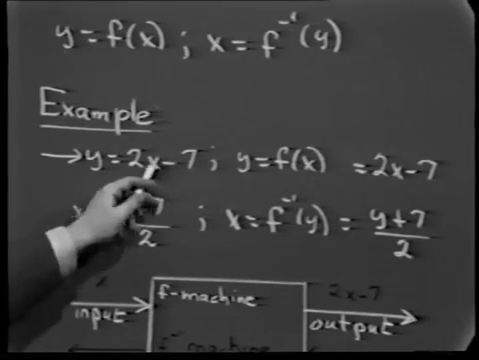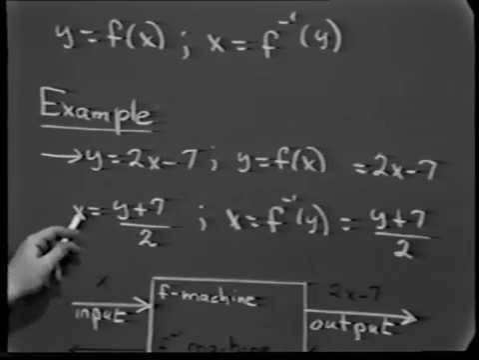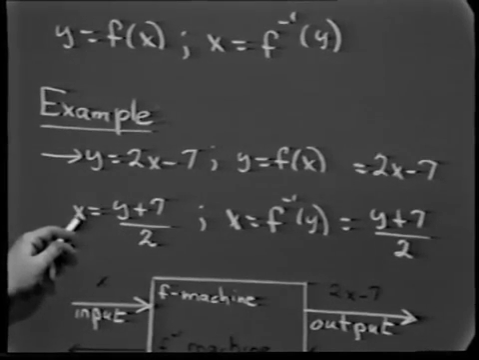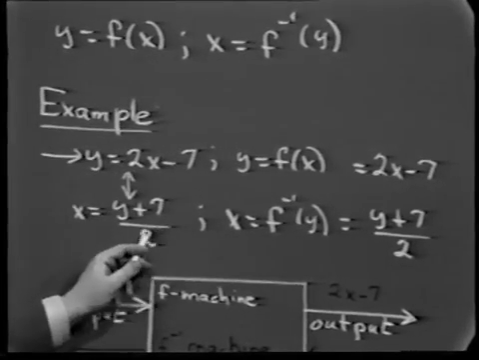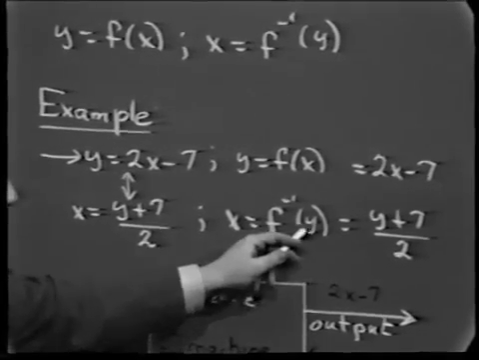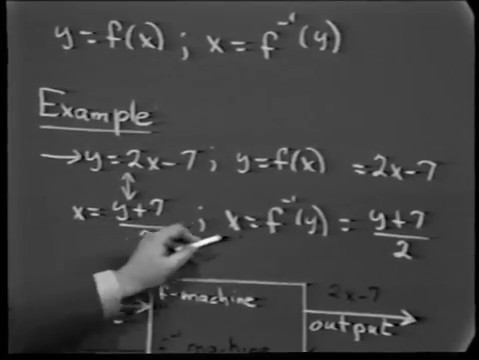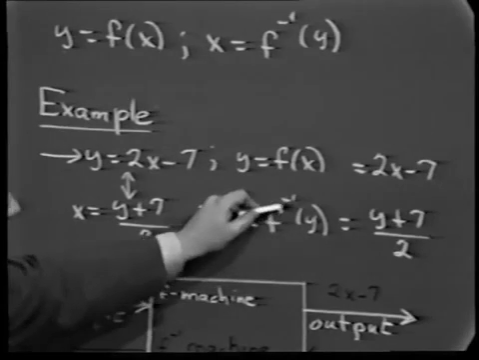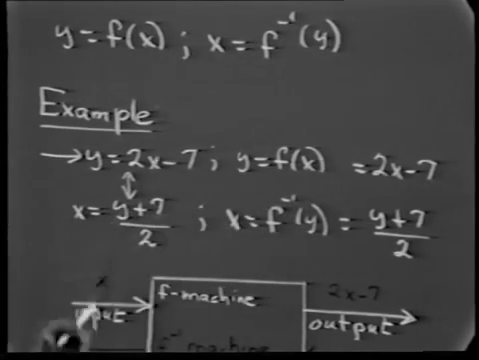You see, if we solve for x in terms of y, we now have what? X is being emphasized. These two statements tell us the same thing, but now we write what? X equals f inverse of y, and f inverse of y is just y plus 7 over 2. See, notice again the connection between f inverse and f, how one undoes the other.